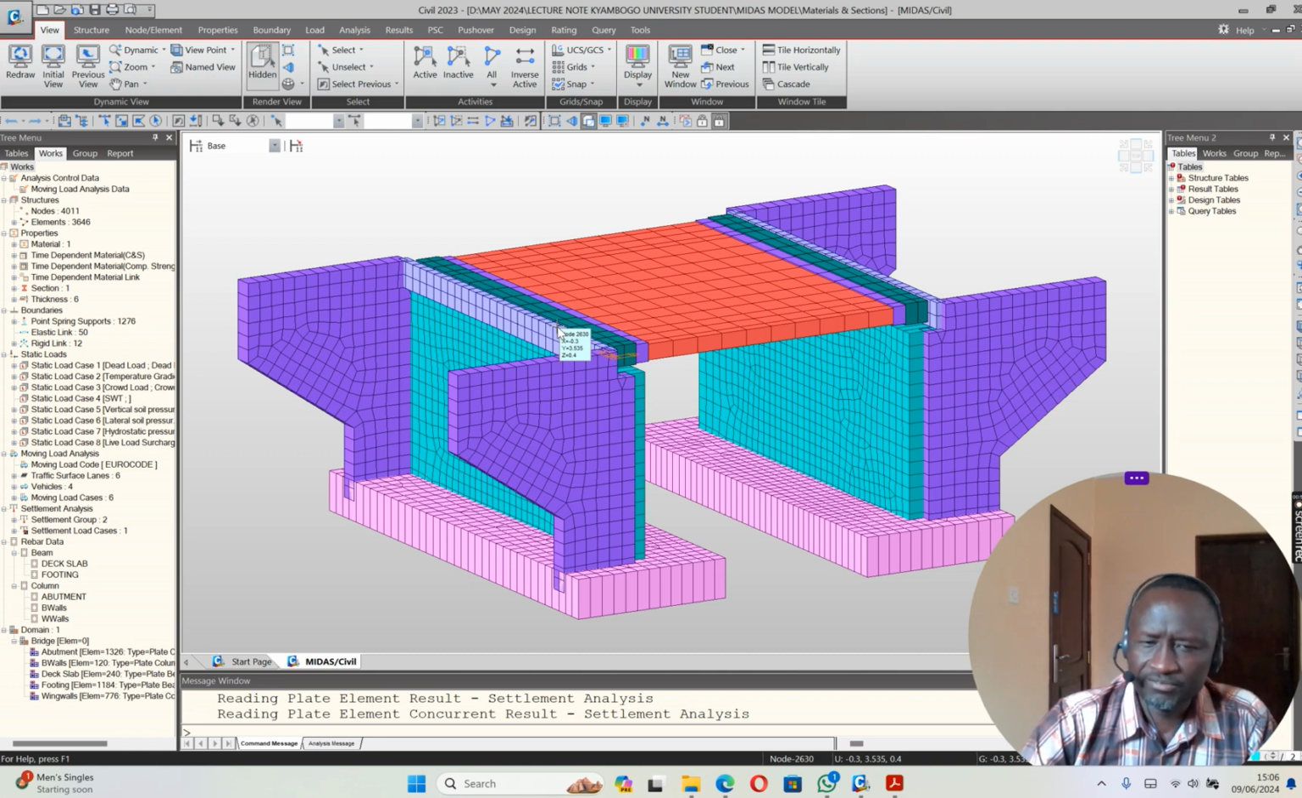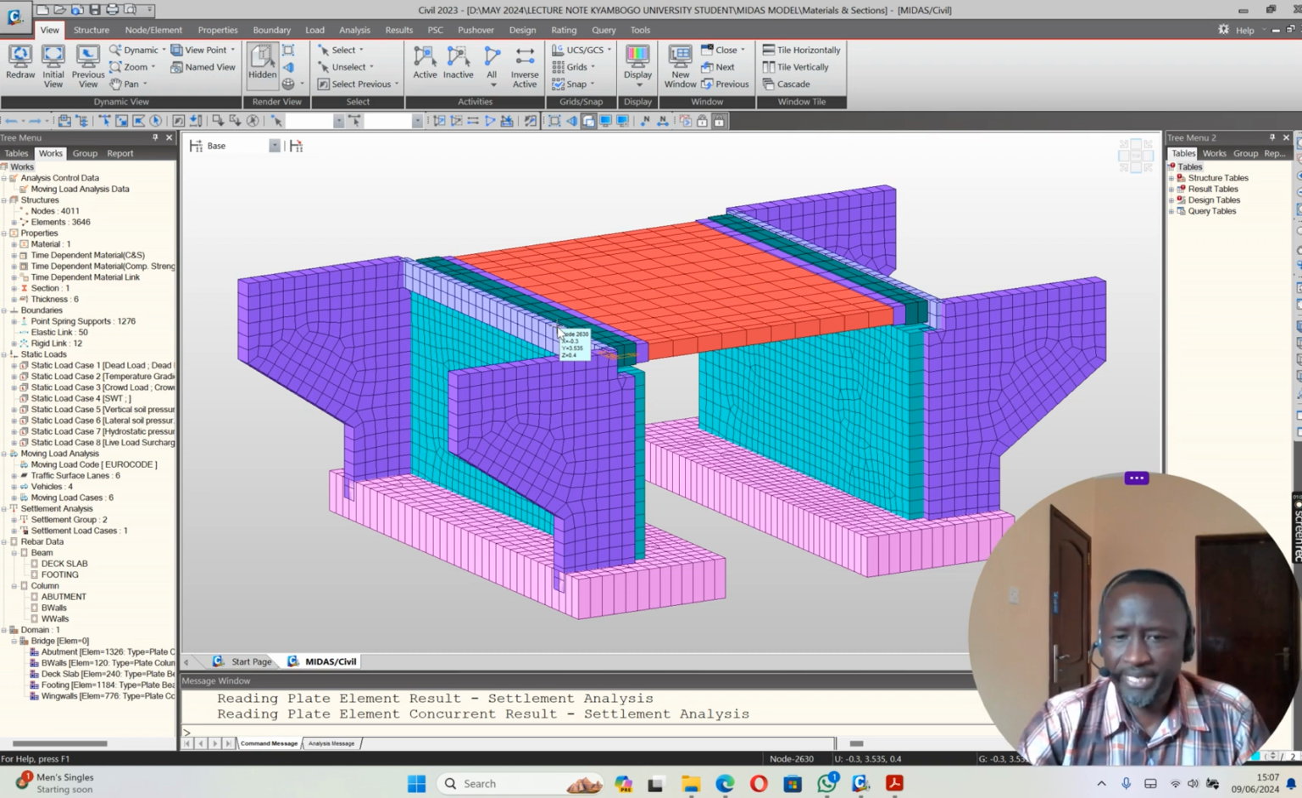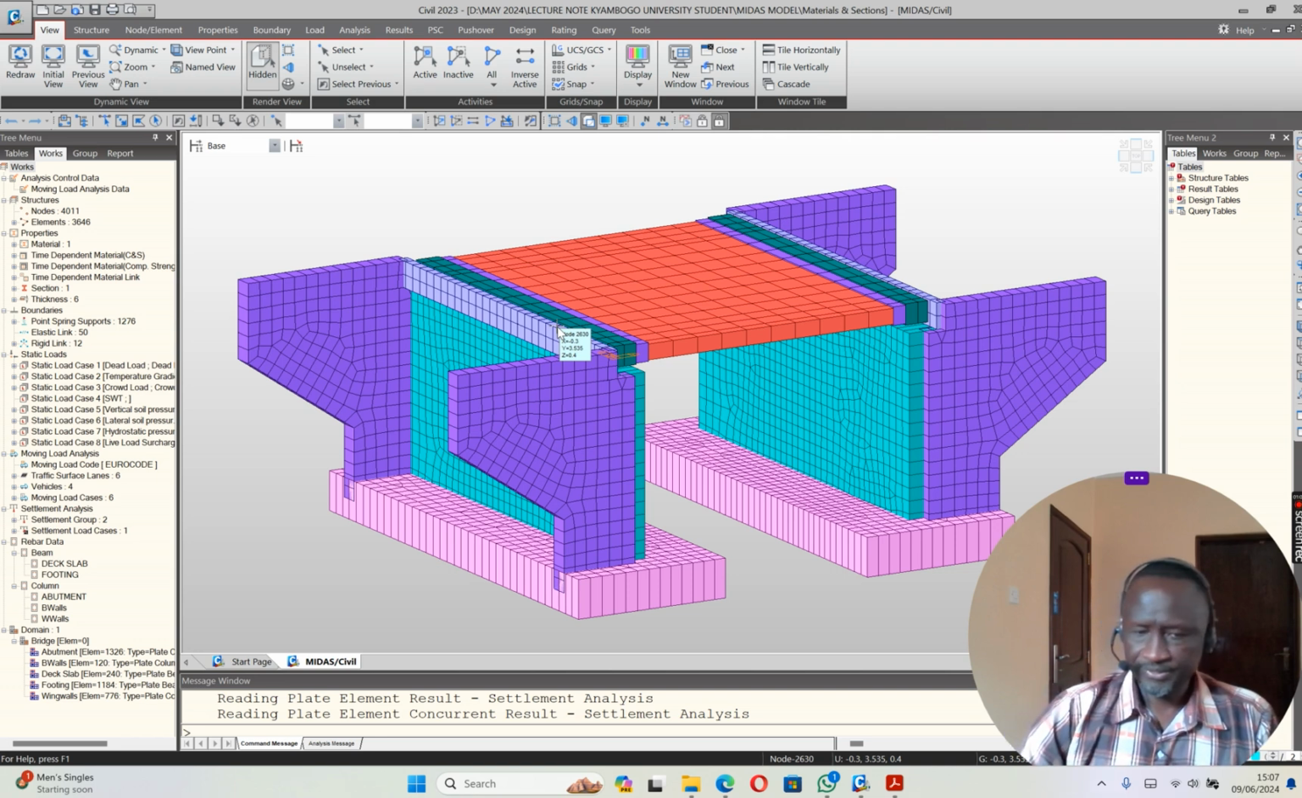Normally, certain software requires a bit of time to model and then generate what is required. But I think Midas, with my experience in the industry, seems to be user friendly and faster to pick up and also adopt. So this is what we have.